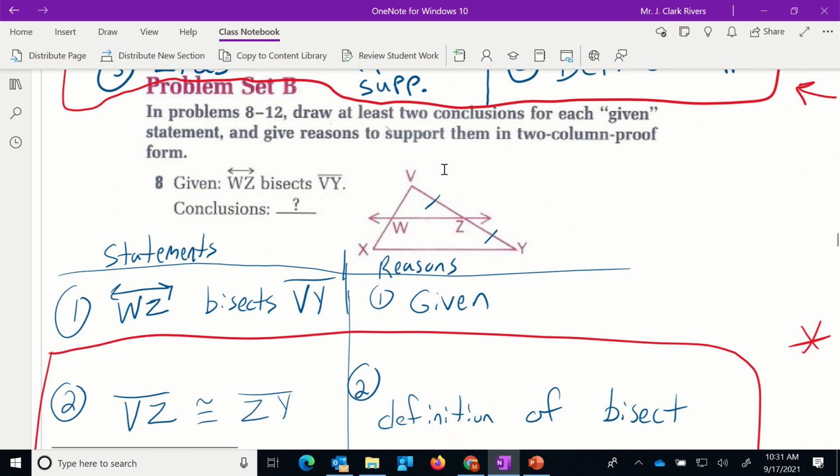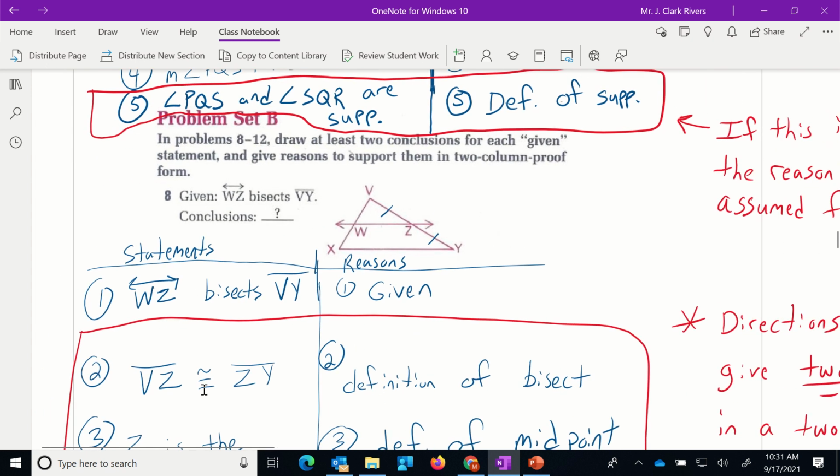All right. In problems 8 through 12, draw at least 2 conclusions. So this is different. In the previous set, we were drawing 1 conclusion. Now we're drawing 2 conclusions and give the reasons to support them in a 2-column proof. So here we go. If we know that WZ bisects VY, one conclusion is VZ is congruent to ZY. You see that right there. VZ is congruent to ZY. That's the definition of bisect.